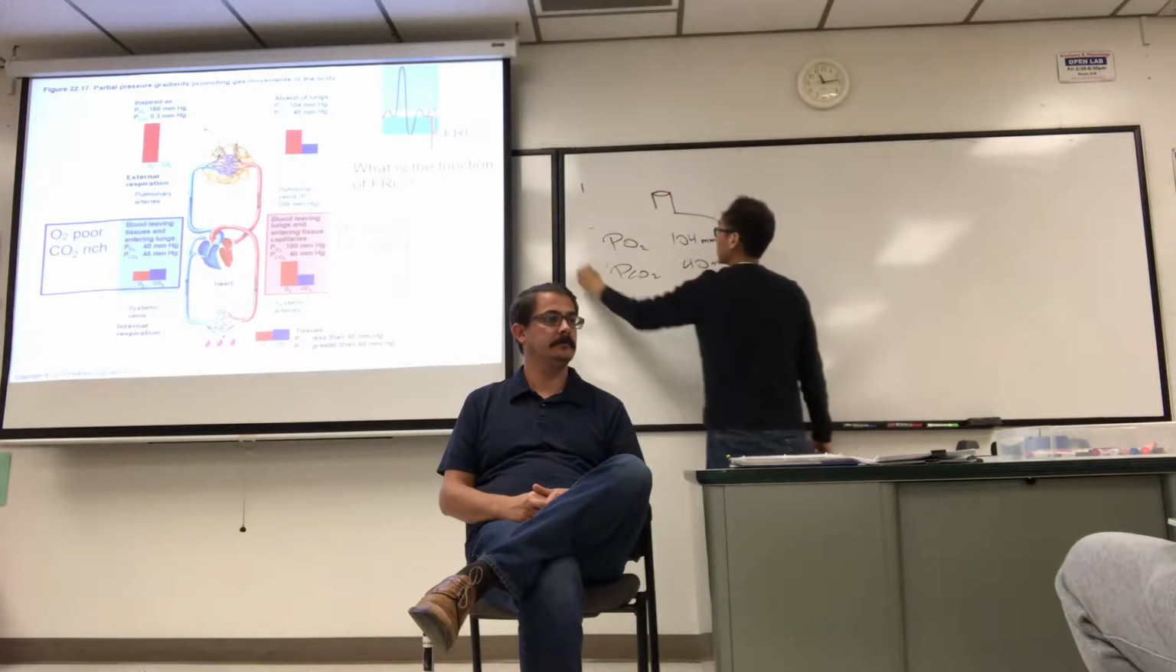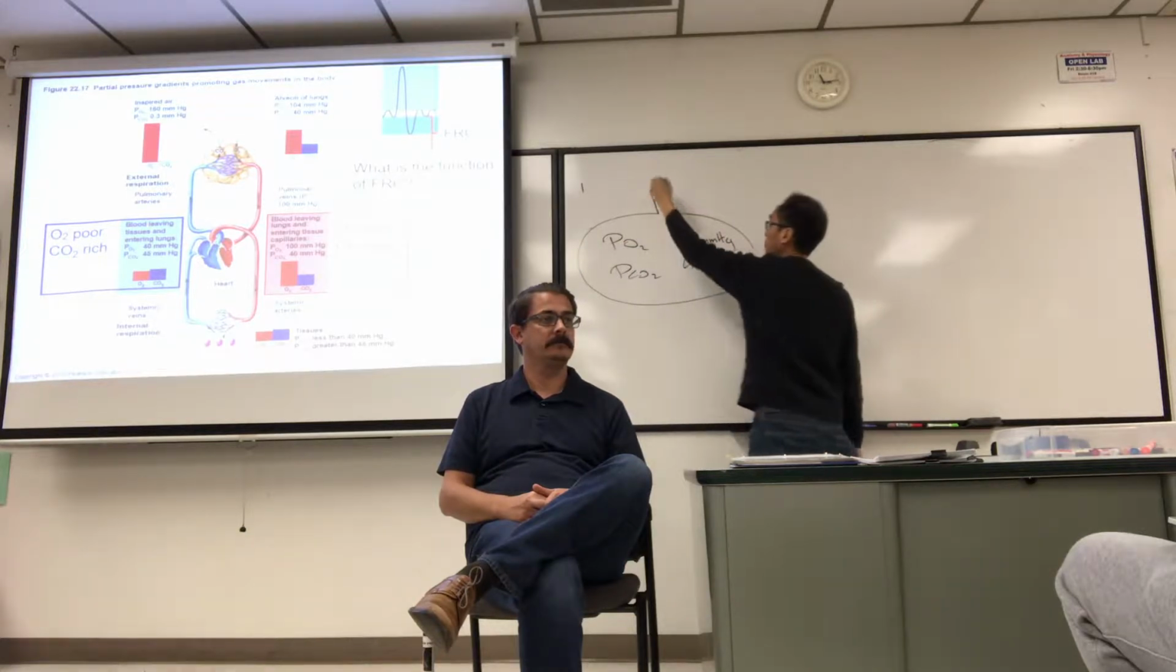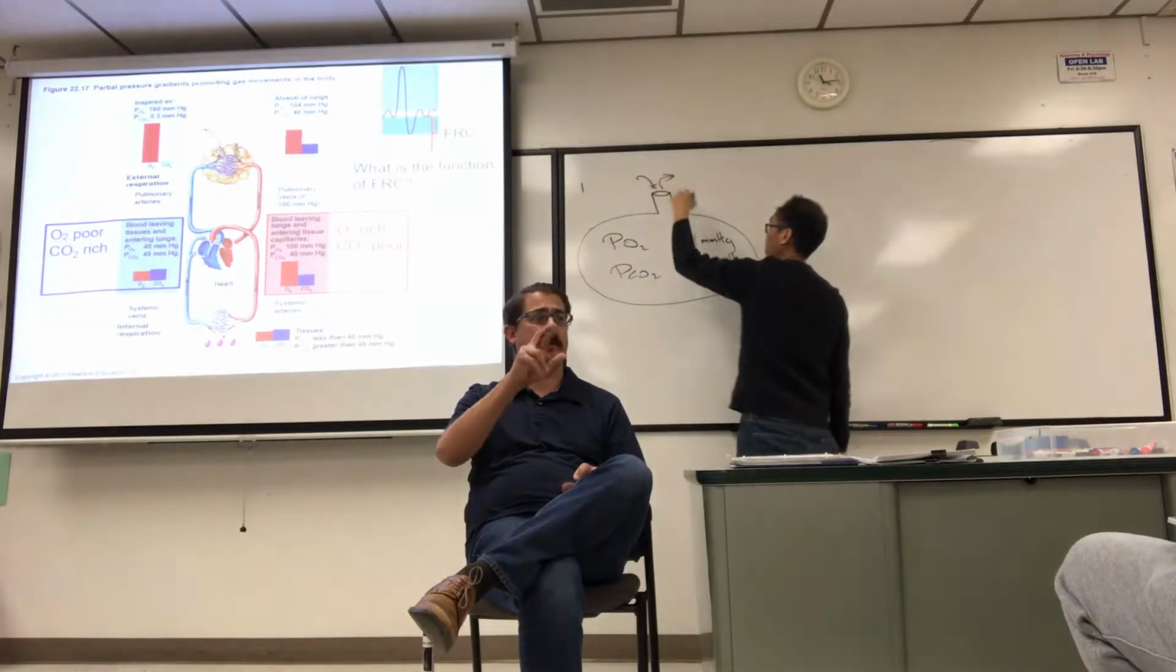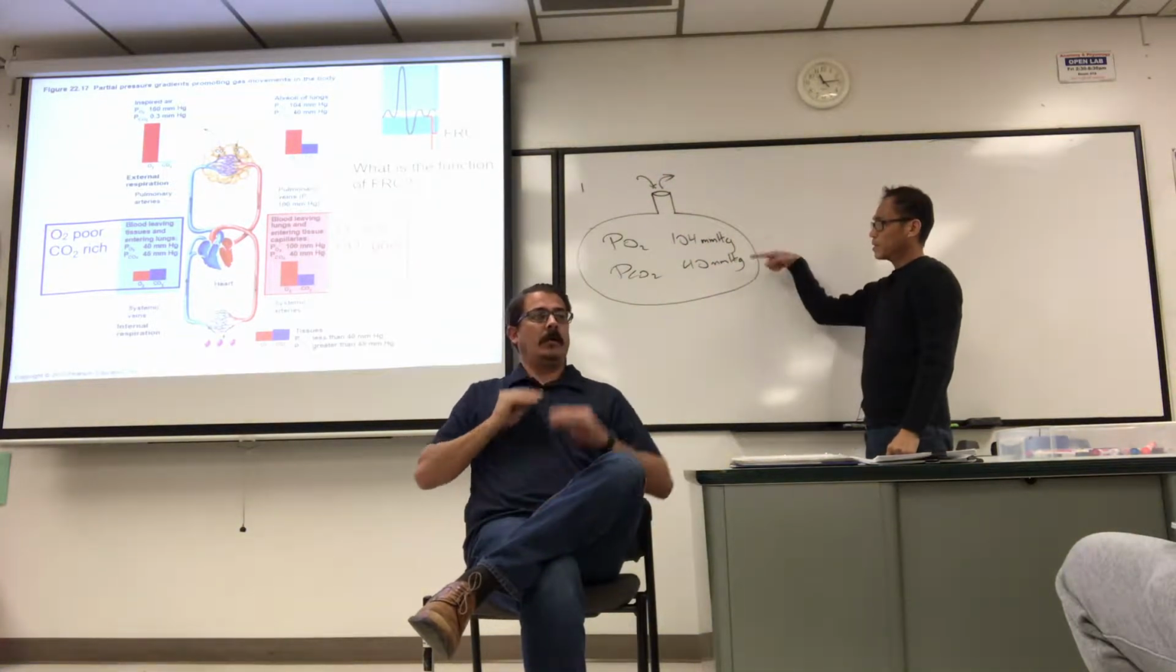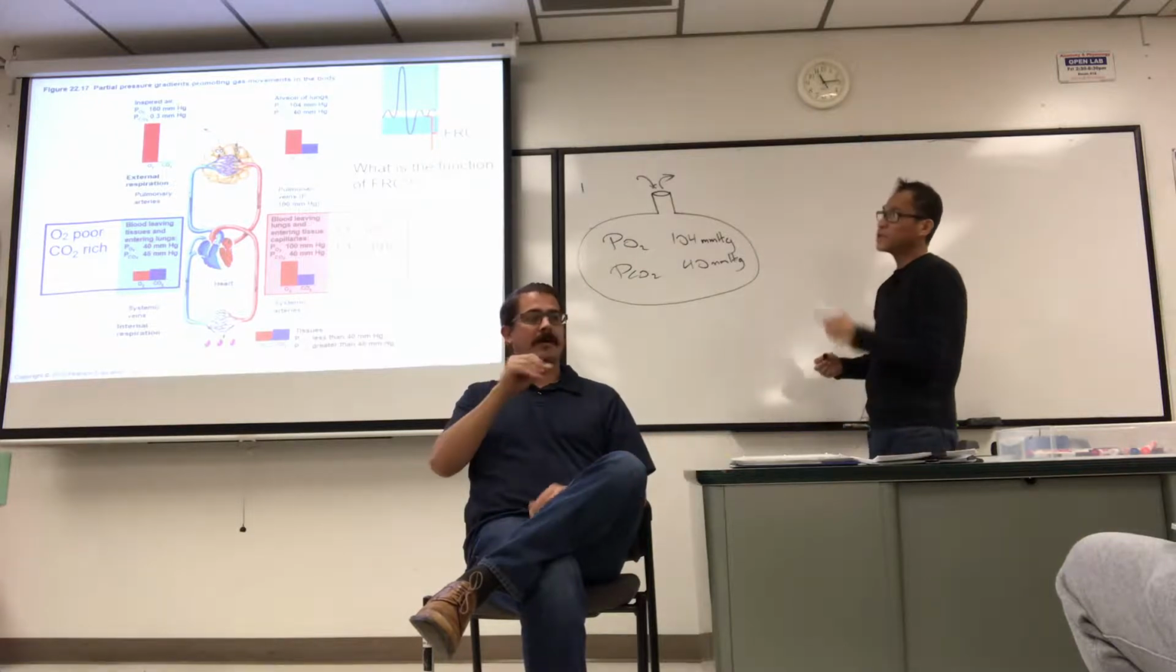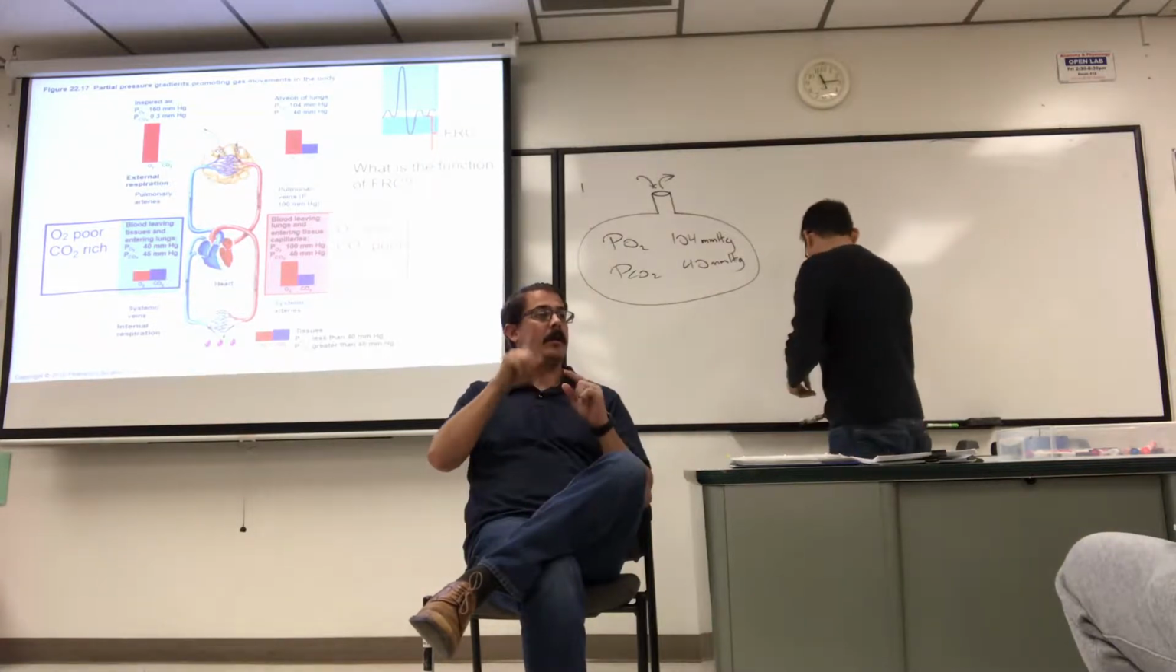So imagine this is one big alveolar space. You breathe in air, you breathe out air. But the whole point of breathing in and out is to keep this at 104 and 40. And it doesn't really fluctuate very much. But what we see from this is blood coming in.